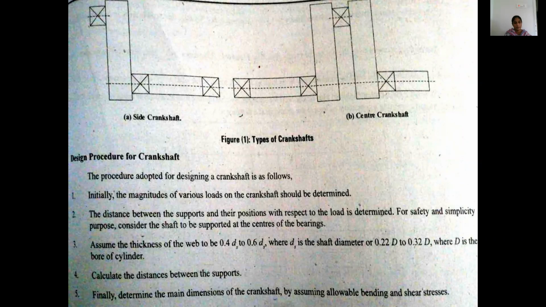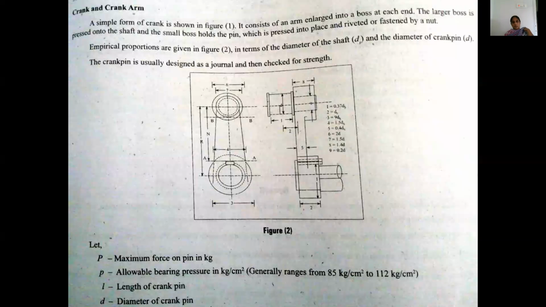At the centers of the bearings, assume the thickness of the web to be 0.4 ds to 0.6 ds, where ds is the shaft diameter, or 0.22 d to 0.32 d, where d is the bore of the cylinder. Calculate the distances between the supports. Finally, determine the main dimensions of the crankshaft by assuming the allowable bending and shear stresses.